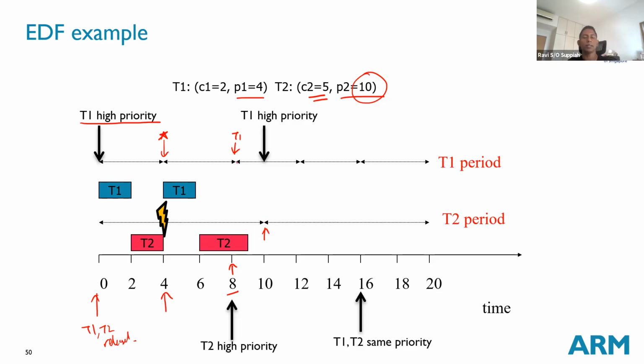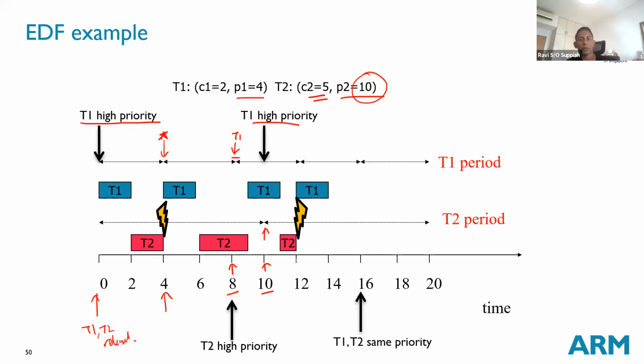But at time t equals 8, T2's deadline is at 10, 2 units away, whereas T1's deadline is 4 units away. So even though task 1 is released at time t equals 8, it does not get to run yet. Task 2 will continue to run until it finishes, then T1 will get a chance to run. When T1 is running, at time t equals 10, another instance of T2 is released. But T2's deadline is far away at 20. T1's deadline is earlier, so T1 will be given a higher priority to continue. After that, T2 will run.